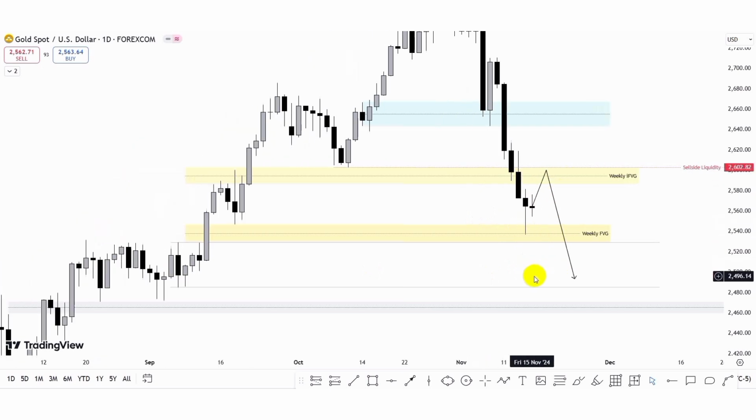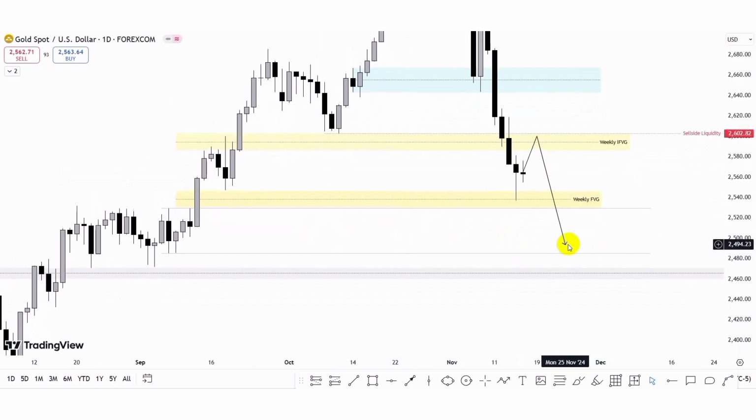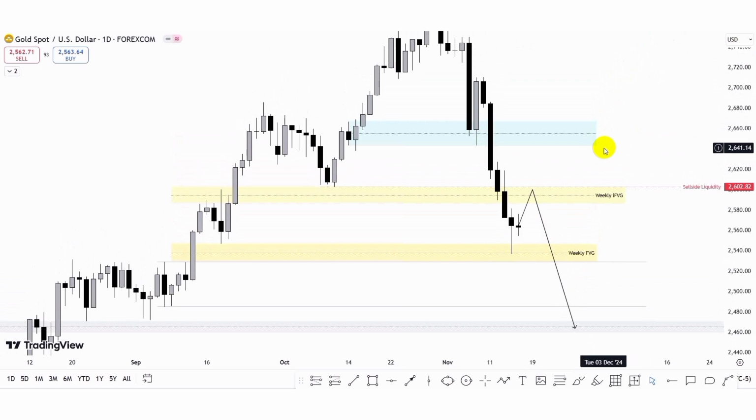So we have to wait to see price reaction, the structure within the zone, before we could consider the continuation of price to the downside into the weekly fair value gap. So this is what I'm expecting to see in gold for the coming week. Let's check the 4-hour time frame.